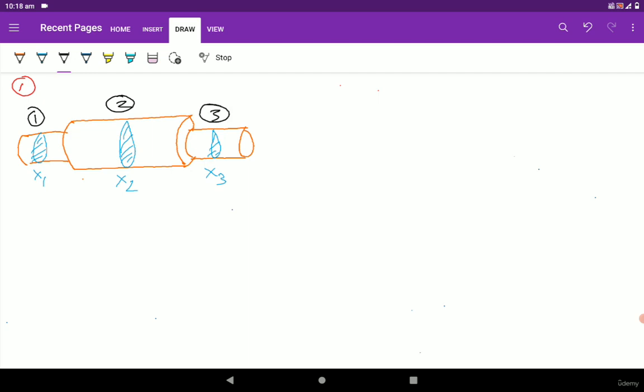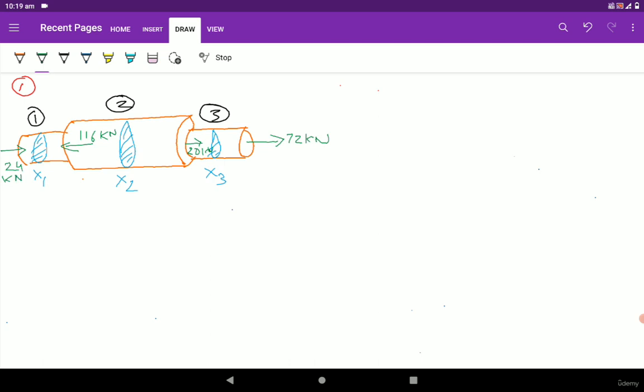So each section is subjected to some type of load. Here it is subjected to a tensile loading of 72 kilonewton. Here it is subjected to 20 kilonewton. Here it is 116 kilonewton, and here it is 24 kilonewton.